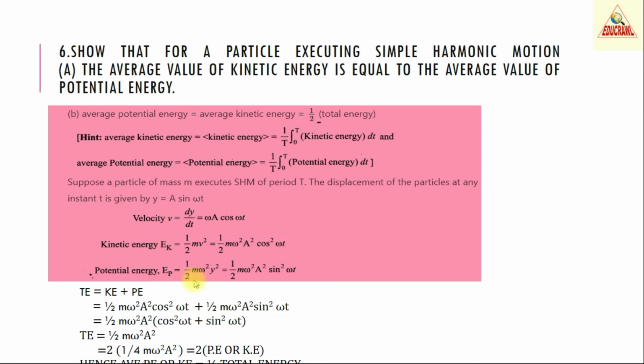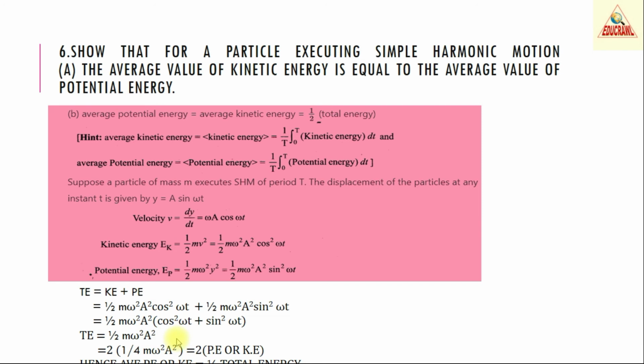Potential energy is given by half m omega squared y squared, which is equal to half m omega squared a squared sin squared omega t. The total energy is got by adding these two. So we will have half m omega squared a squared cos squared omega t plus half m omega squared a squared sin squared omega t. Here the common terms are half m omega squared a squared. So taking that outside, we have half m omega squared a squared into cos squared omega t plus sin squared omega t. We know that cos squared omega t plus sin squared omega t is 1. So the total energy is half m omega squared a squared.